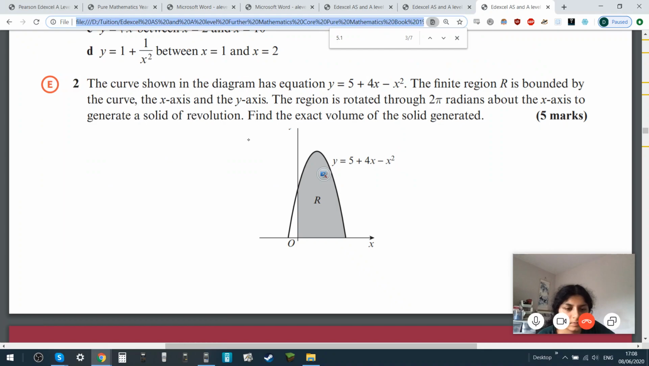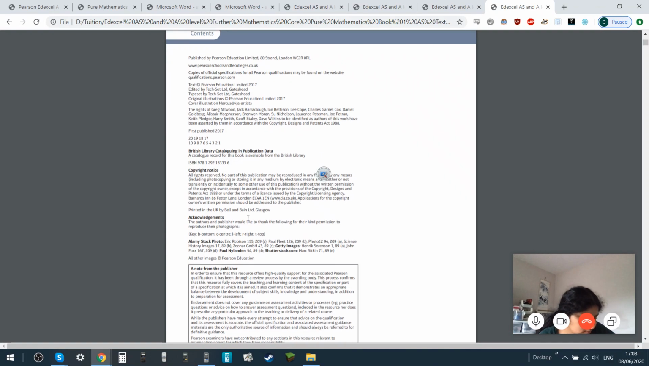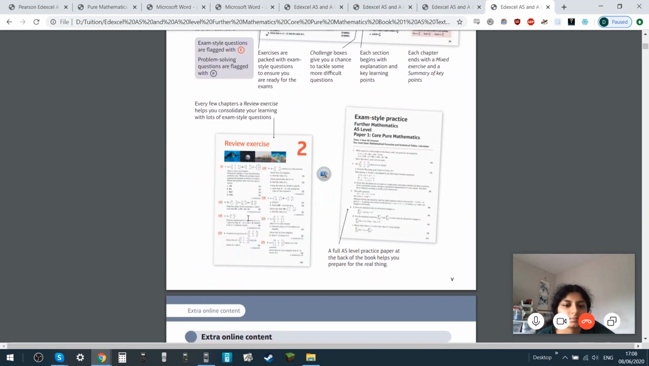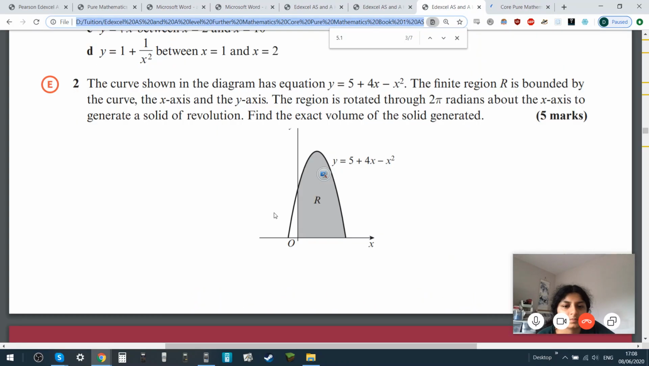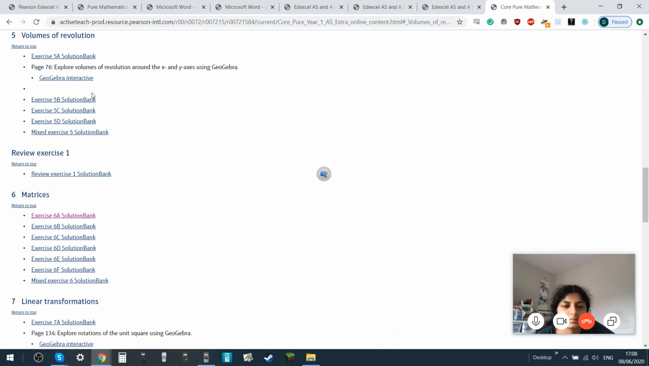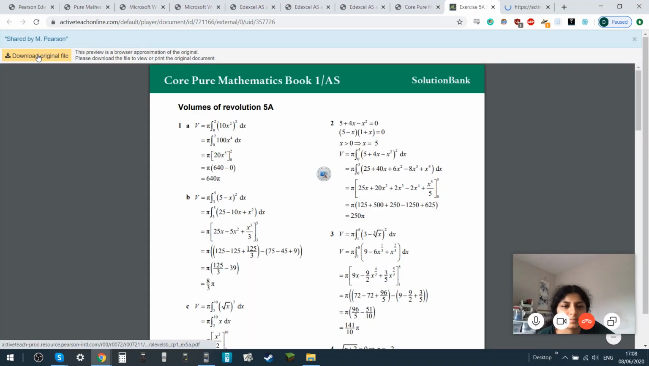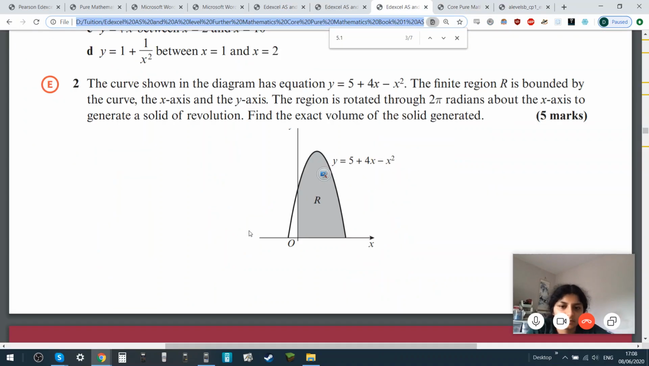Let me just check so we're not fooling ourselves. Allegedly. There we go. This is chapter 5, volumes of revolution. This was question 2, 250 pi. And they did a bunch of malarkey. Any questions about that? No.